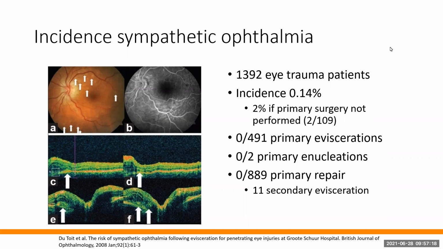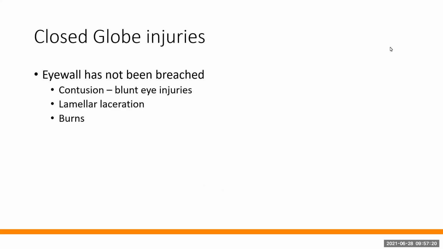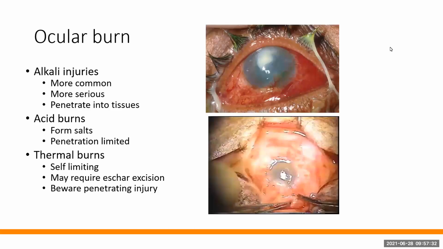So if we could find a way of getting steroids to the back of the eye for treatment, that would be really valuable. So closed globe injuries. These are injuries where there's not a hole in the eye. These are blunt eye injuries that I talked about earlier, and burns. The most severe of these is burns. Burn injuries are alkaline injuries, acid injuries, or thermal burns. These are a true ocular emergency. They're probably the most time critical of all the injuries we see.